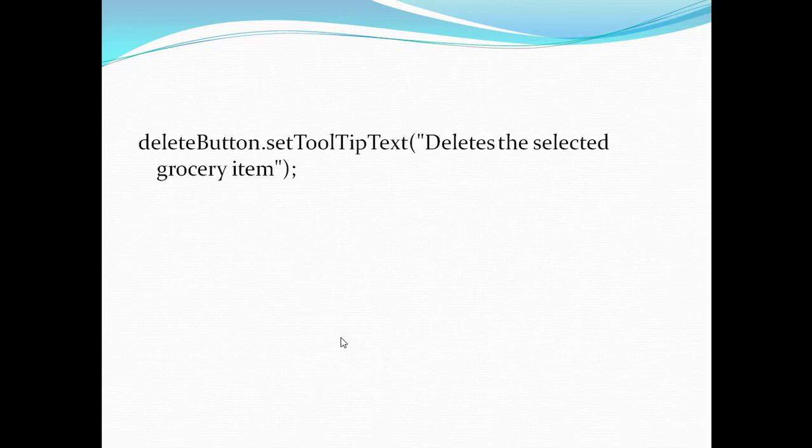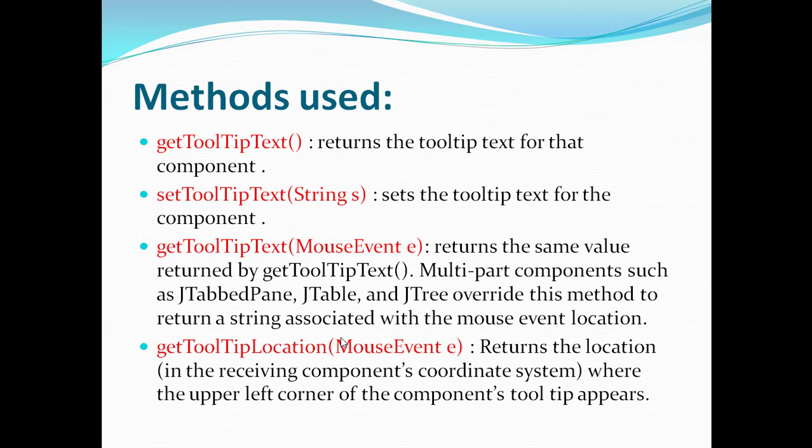deleteButton, this is the object of a button. deleteButton.setToolTipText is a method, in that a string in brackets, double quotation, "Deletes the selected grocery item", double quotation, complete bracket, semicolon. Like this you can set the tooltip for any control, any component, by using the setToolTipText method.